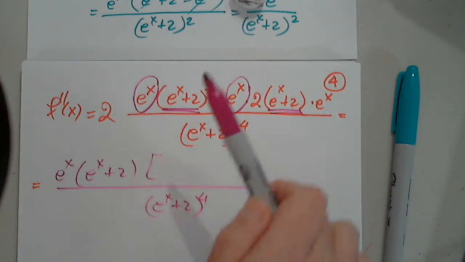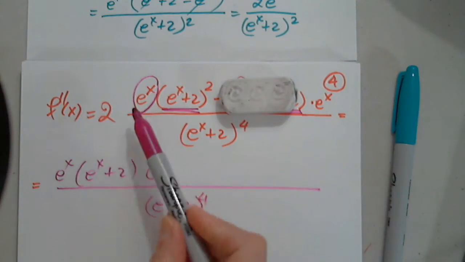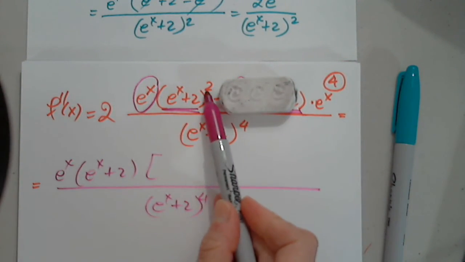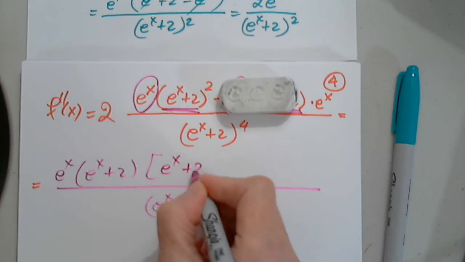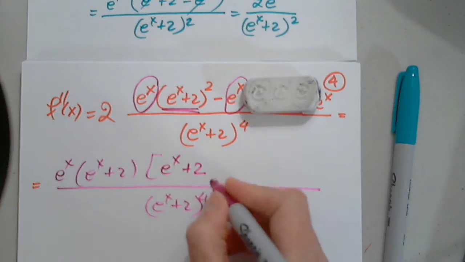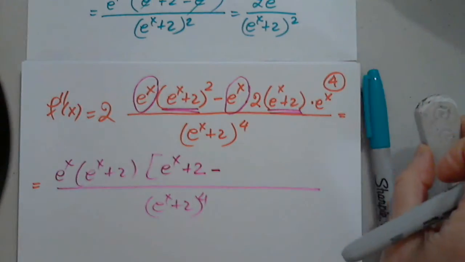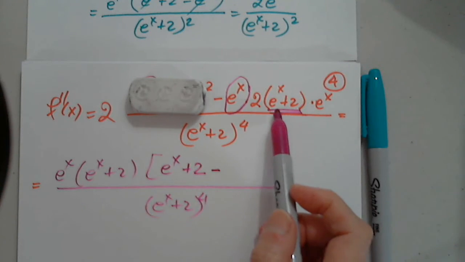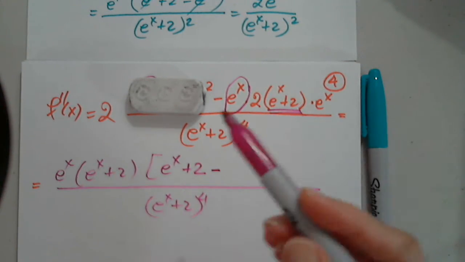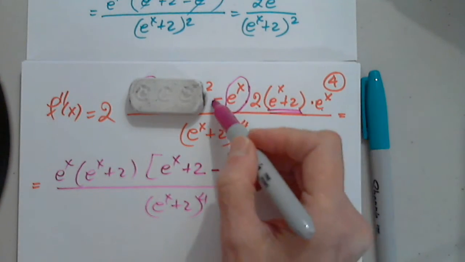So from the first term, I took out an e to the x and one of these two. So one is still left inside. Now I have to copy the minus. And now let's see what is left from the second one. E to the x is outside. E to the x plus 2 is outside. So I only have 2 e to the x with minus in front.